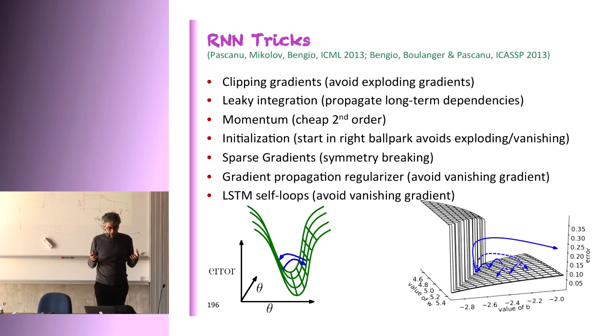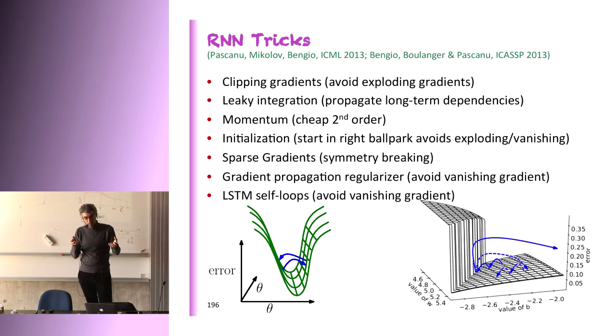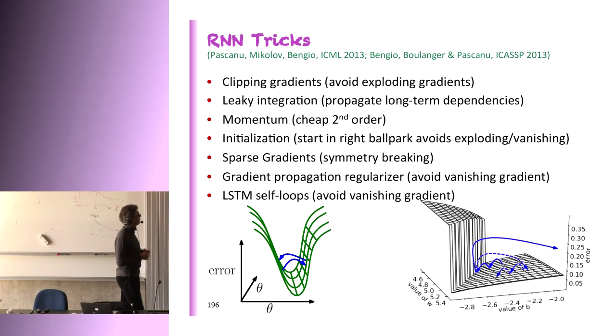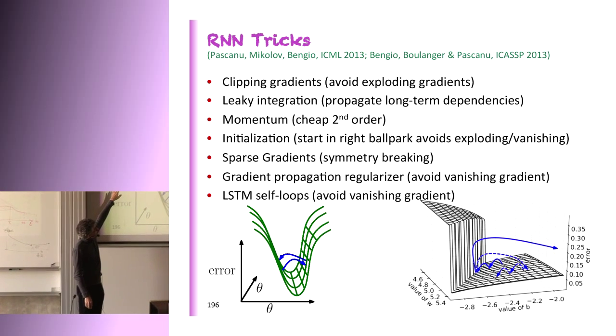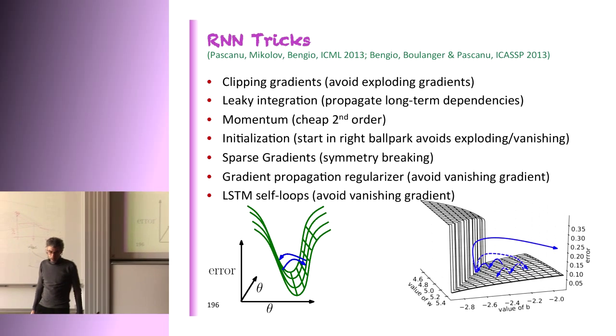There's a problem with neural nets that they tend to have a difficult optimization arising out of the situation where all of the units want to do the same thing, or many units want to do the same thing. And these symmetries correspond to flat regions of the cost, plateaus, that slow down training a lot. Leaky integration is something that helps to propagate long-term dependencies over longer sequences. There is a particular kind of architecture that was proposed in the mid-90s called LSTM, which seems to help a lot with some problems.